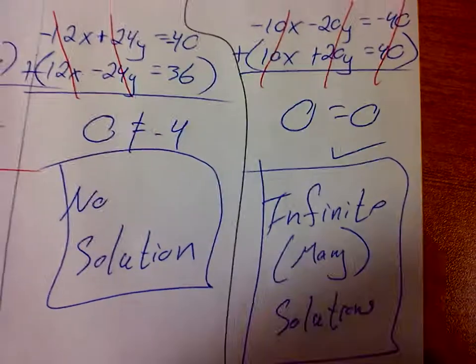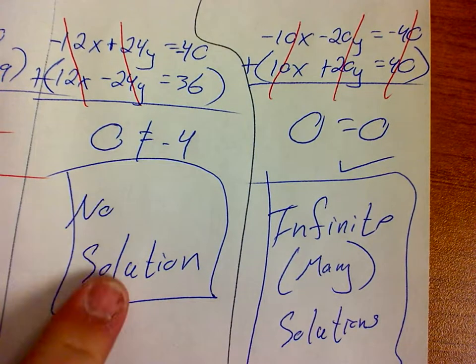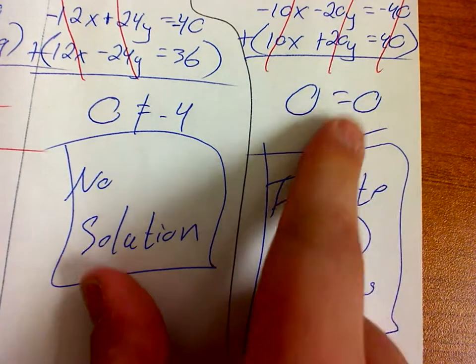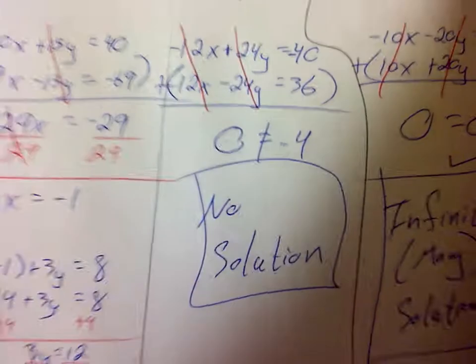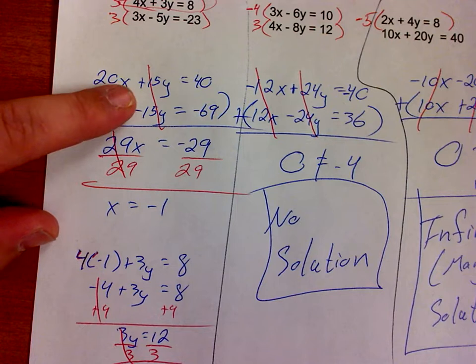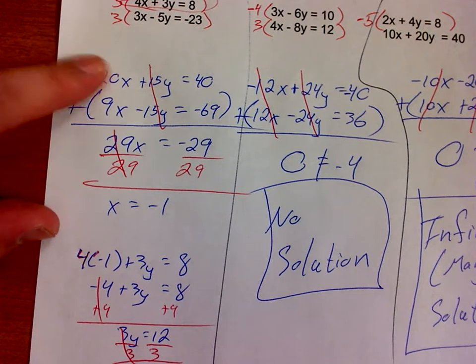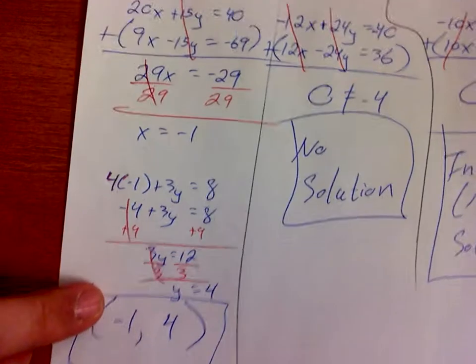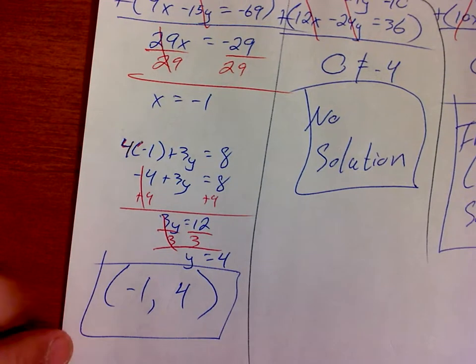Okay? So once again, when both of them cancel out, we end up with a false statement and no solution. When they end up with a true statement, it has infinitely many solutions. And once again, when you don't have both variables cancel out, remember, every time we should have at least one variable cancel, and that's why it's a little bit easier process here to get to our answers.